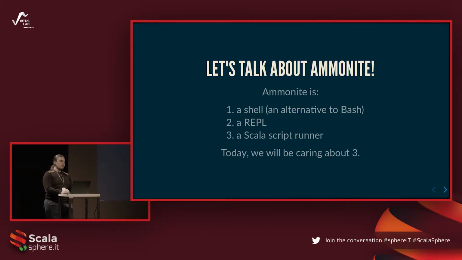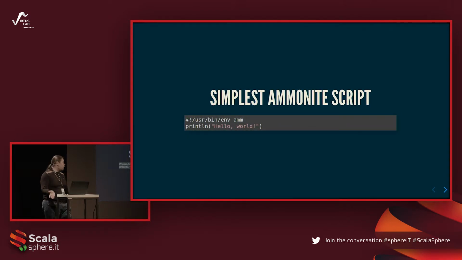Right, so I would like to talk to you today about Ammonite, and some of you probably already know Ammonite. It's a tool by Li Haoyi, which is a shell, an alternative to Bash, but it's also multiple other things. It's also a REPL, and it's also a Scala script runner, and we'll be focusing on the last part. So by Scala script runner, I obviously mean that with Ammonite, this becomes an executable file. So we can just drop any Scala statements into a file, and Ammonite will execute them for us, like we were writing Python.